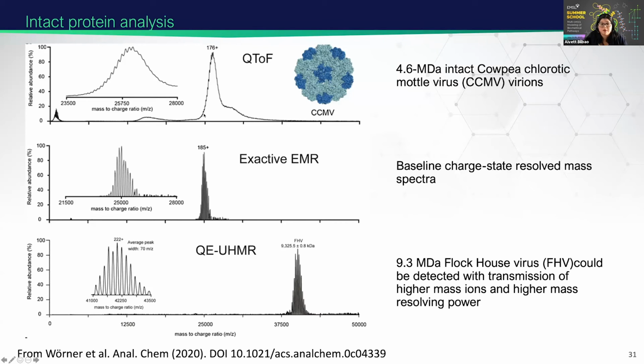to detect this intact virus, and we cannot resolve the charge states. And then here is where the mass resolving power is very important. As you can see in the next two figures, when we use instruments that have higher mass resolving power, then we can distinguish the charge envelope at baseline resolution.